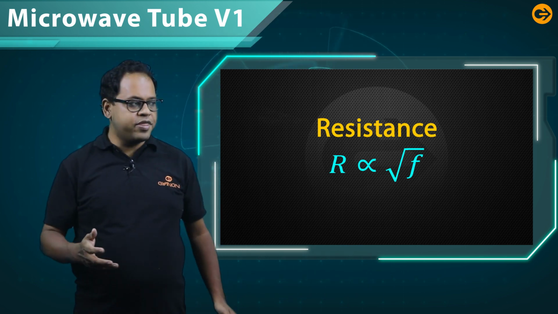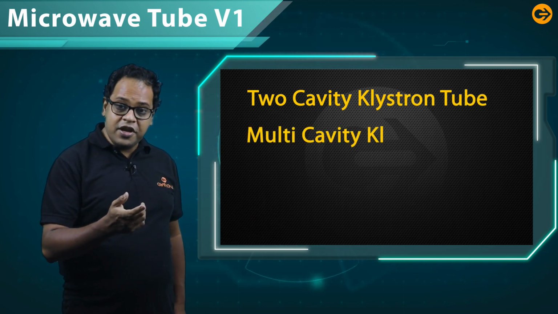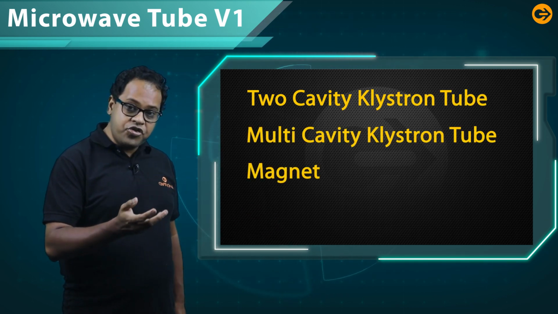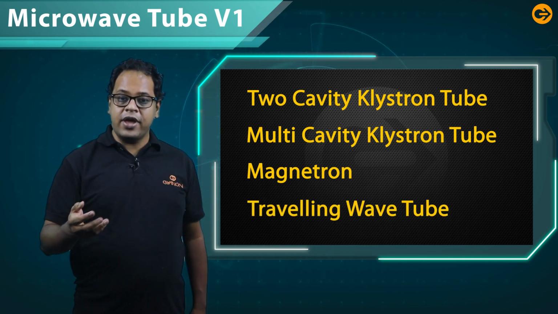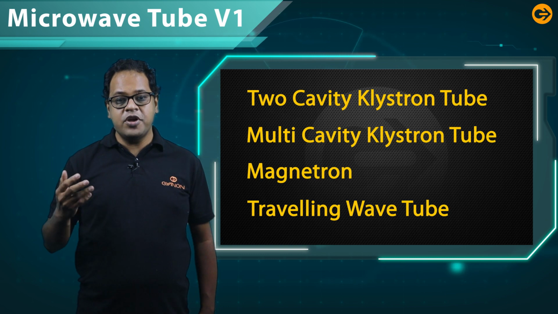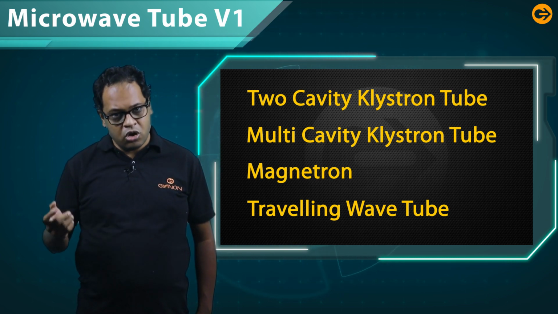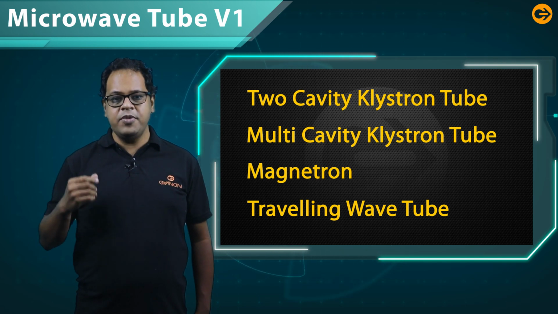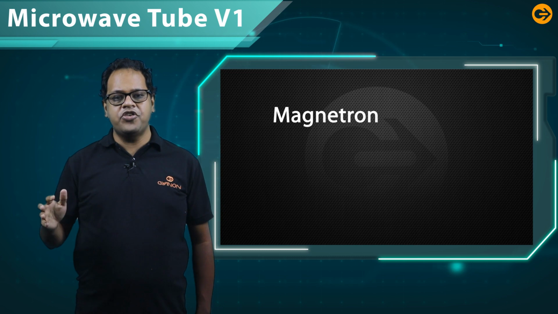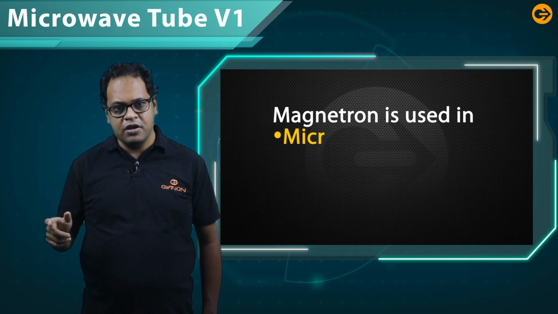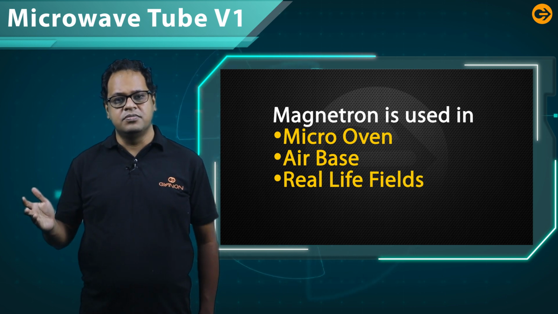The microwave tubes are two-cavity klystron tubes, multi-cavity klystron, magnetron, and traveling wave tube. Now, can you answer me which type of tube is used more in our practical life? No? Okay, let me give you the answer. The answer is magnetron. The magnetron is used in microwave ovens, in airbase, and in all real life fields.